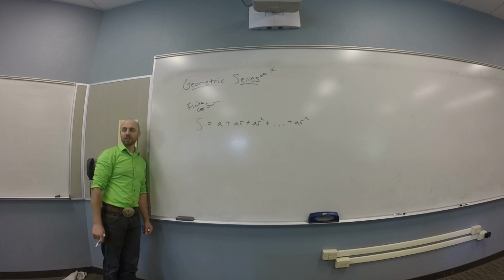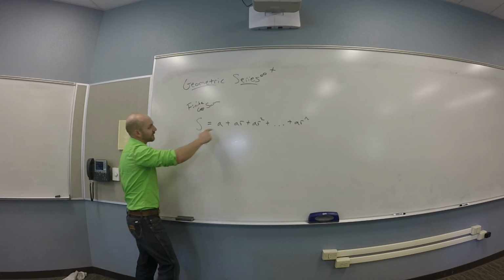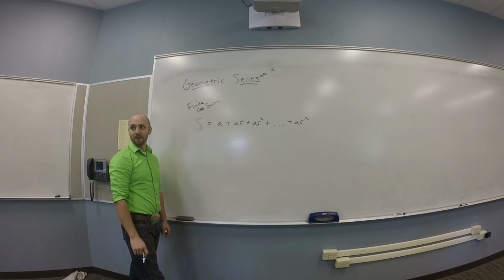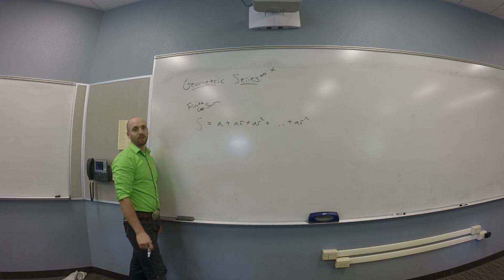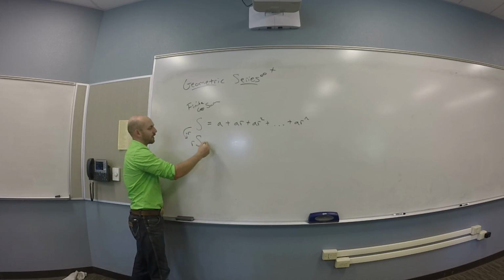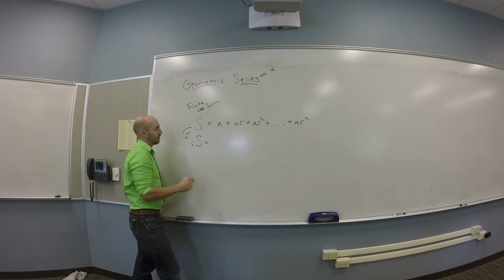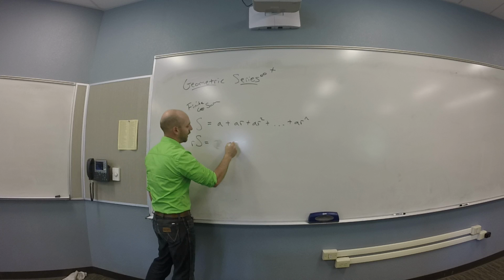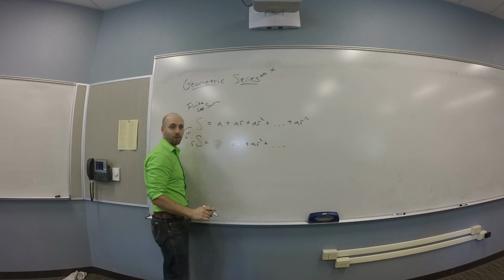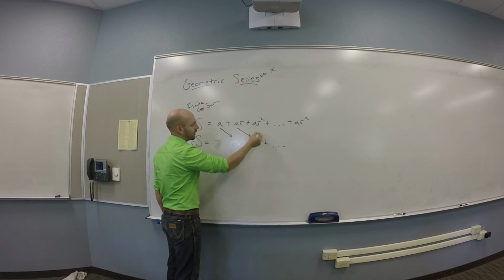So, let me just see if I can calculate the sum of such an object quickly. So I have so far S is A plus AR plus AR squared all the way up to AR to the N. So what was our trick for the infinite one? Multiply by r. So I'm going to do that same thing. I'm going to multiply by r. I'm going to get rS is AR plus AR squared plus continuing onwards, and all of these shifted down a spot.